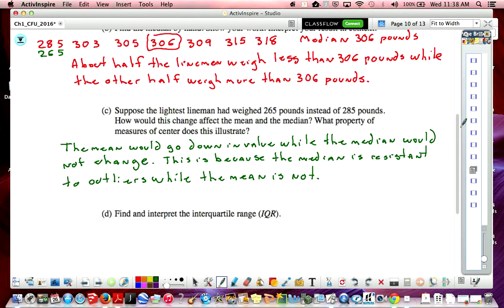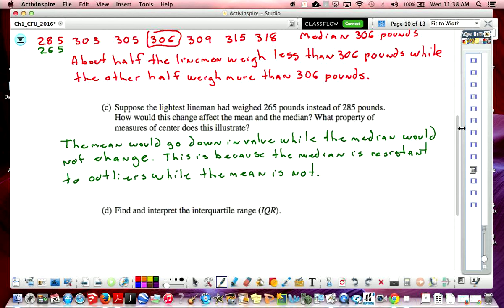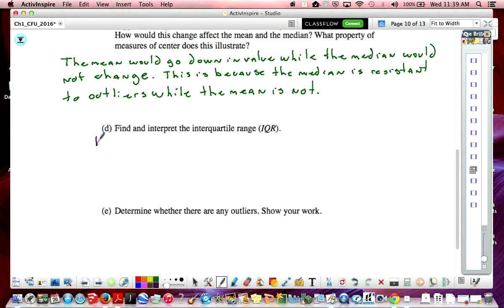All right, continuing on, D says, find the interquartile range and interpret its value. So what I'm going to do is go back up here. Since I know that this is my median, I can look at these points and divide them in half, or find the median of the lower half and the upper half. Well, there's Q1, here's Q3. Now I can find my interquartile range. Again, interquartile range is equal to Q3 minus Q1. So in our case, that's 315 minus 303, or 12 pounds.